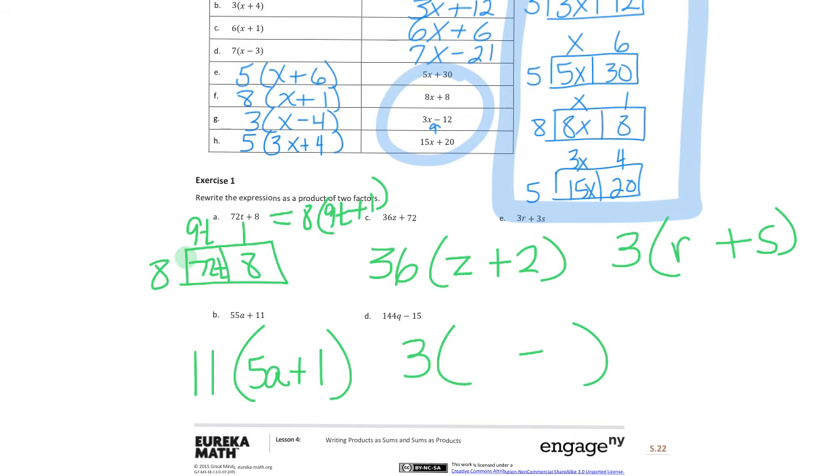And then on this one, I'll take 144, divide it by 3. It's okay to go to your calculator to do that if you don't know it. And it is 48q. And then 15 divided by 3 is 5. Okay, go ahead and go to the next page.